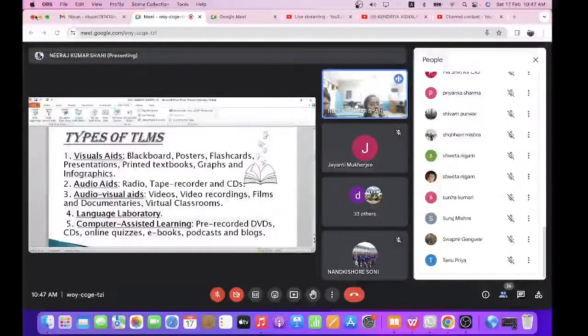This is the slide for the types of the TLM. There are 4 to 5 types which we are going to talk about. The first one is visual aids. As we know, blackboard, posters, flashcards, presentations, printed textbooks, graphs and infographics are some of the visual aids we usually use in the classroom. The second one is audio aids, which are radio, tape recorder and CDs. The third one is very important, audio visual aids.